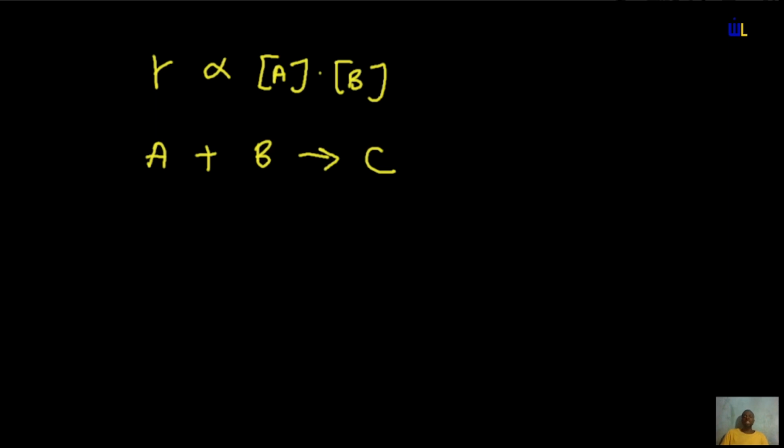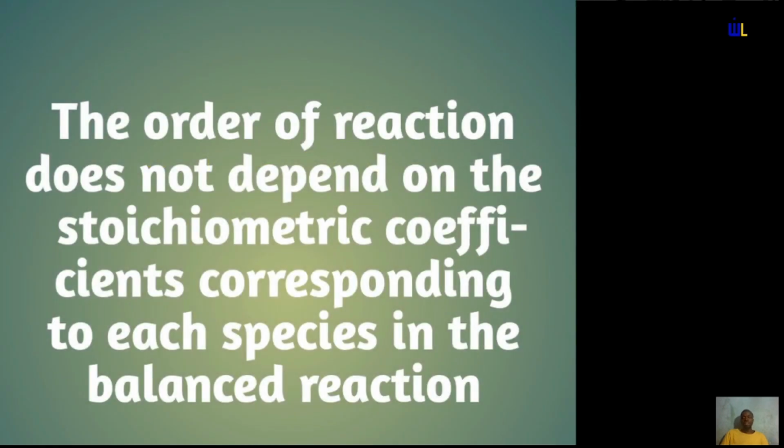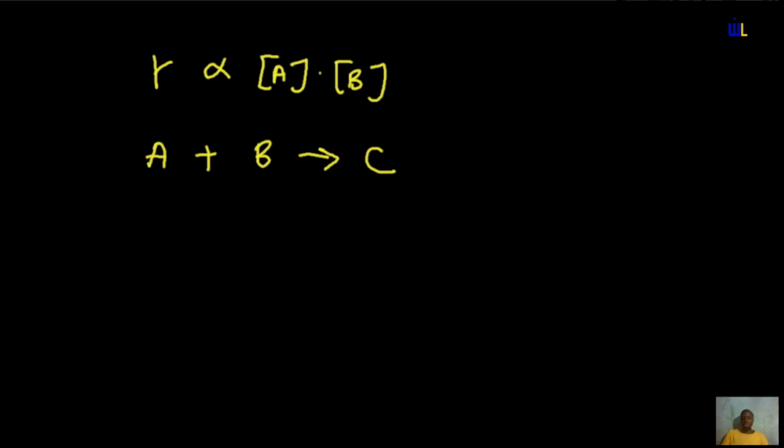Now, before we get into mathematical expressions of the order of reaction, it's important to note the following. First of all is that order of reaction does not depend on the stoichiometric coefficients corresponding to each species in the balanced equation. What does that mean? Let's go back to our board to see what we mean by that.